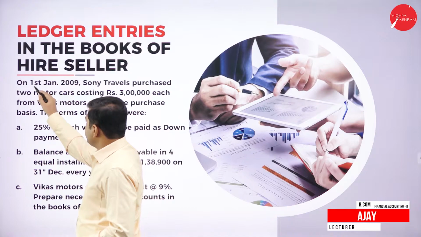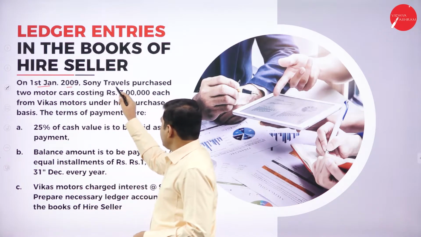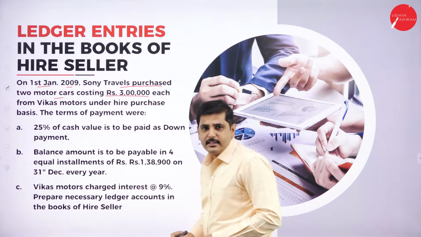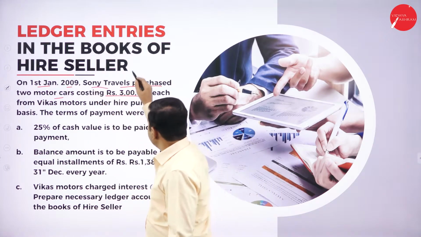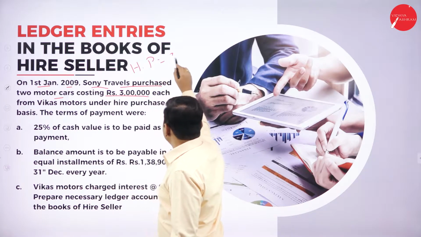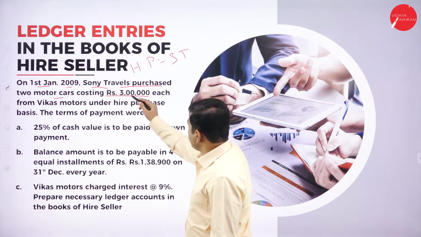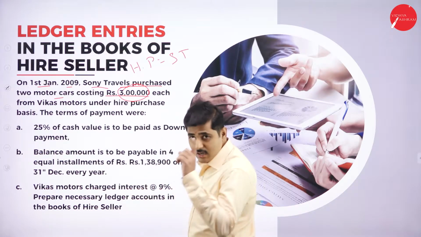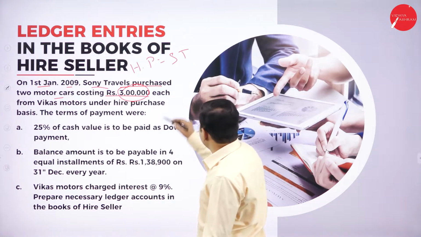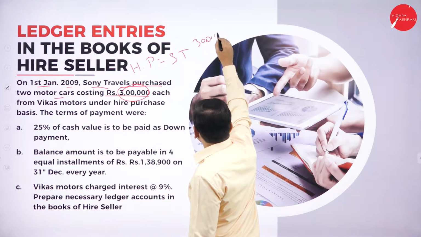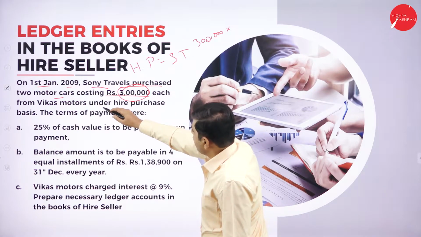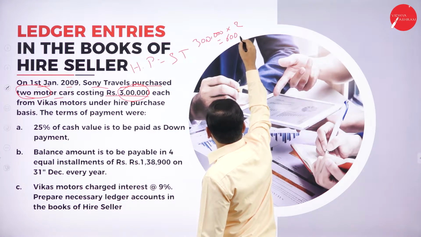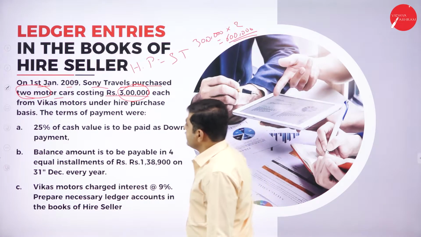See, on 1st Jan 2009, Sony Travels purchased 2 motor cars costing rupees 3 lakh each. Sony Travels is the hire purchaser, and what is the asset? The asset is car. The worth of each car, that is for one car, is 3 lakh. So for 2 cars, it is 6 lakh. So the total cost price or cash price of the asset is 6 lakh rupees.